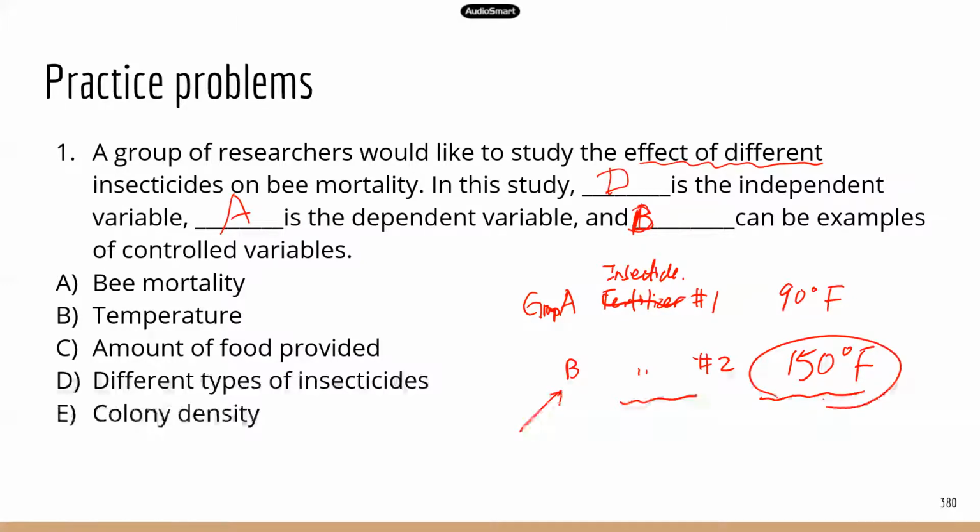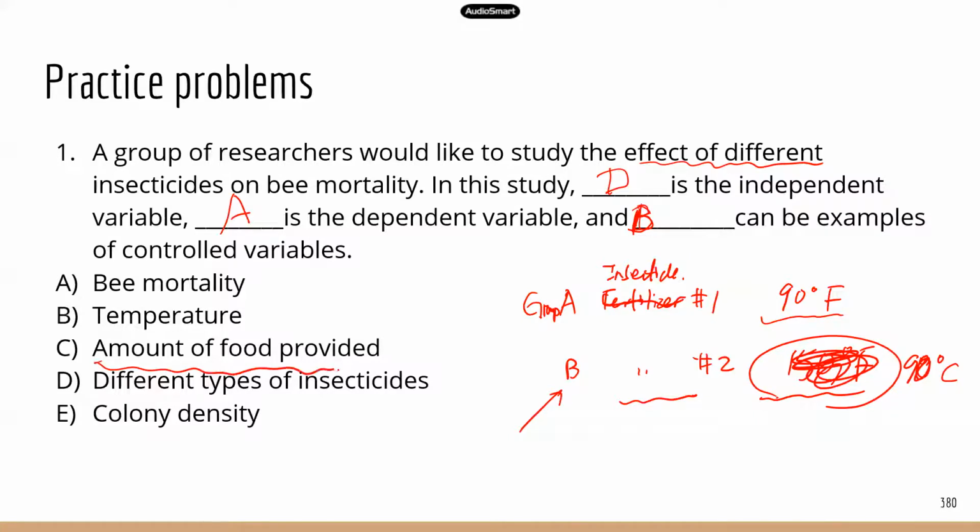Right, so this could be a confounding factor. So we need to keep this constant among all groups. If we decide to use 90 degrees, then all the bees from all the groups should be kept under 90 degrees. What about food?